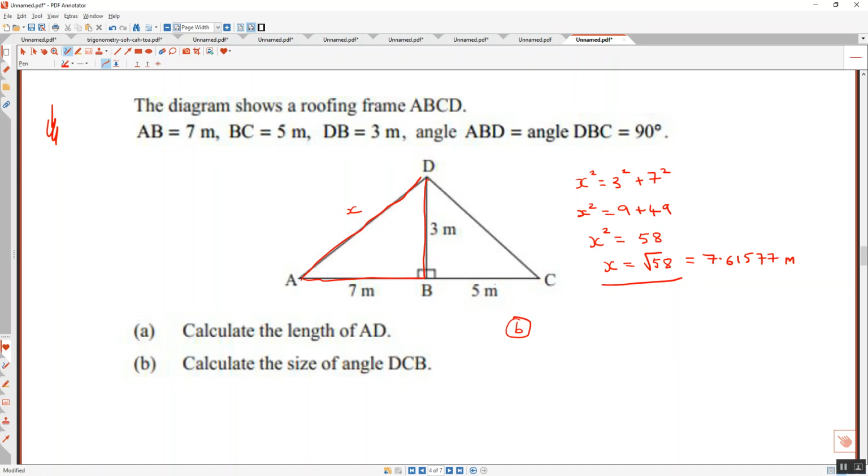So calculate the size of angle DCB. I'm going to use a different color. So there's D, to C, to B. This is the angle in between those. This is the angle I want. Let's call it y. Label my triangle. This is the angle I want, so this is the opposite. This is the hypotenuse. This is the adjacent.